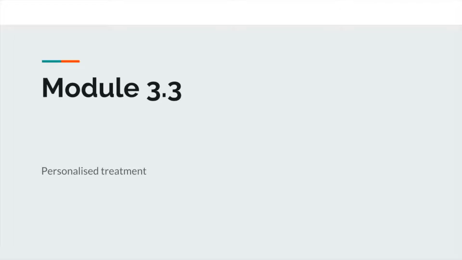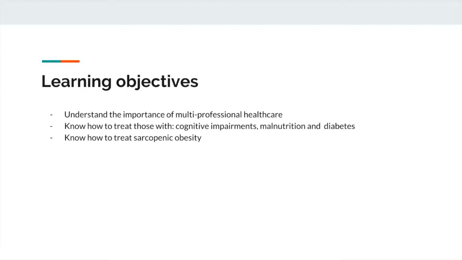Welcome to Module 3.3. In this module, we will discuss different patient profiles and how to adjust treatment plan to each specific case. Learning objectives of this module are: understand the importance of multi-professional healthcare, know how to treat those with cognitive impairments, malnutrition, and diabetes, and know how to treat sarcopenic obesity.